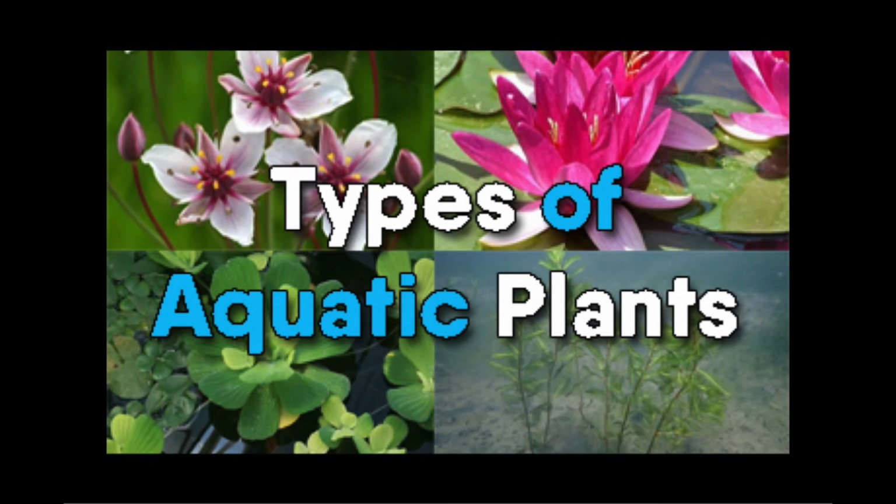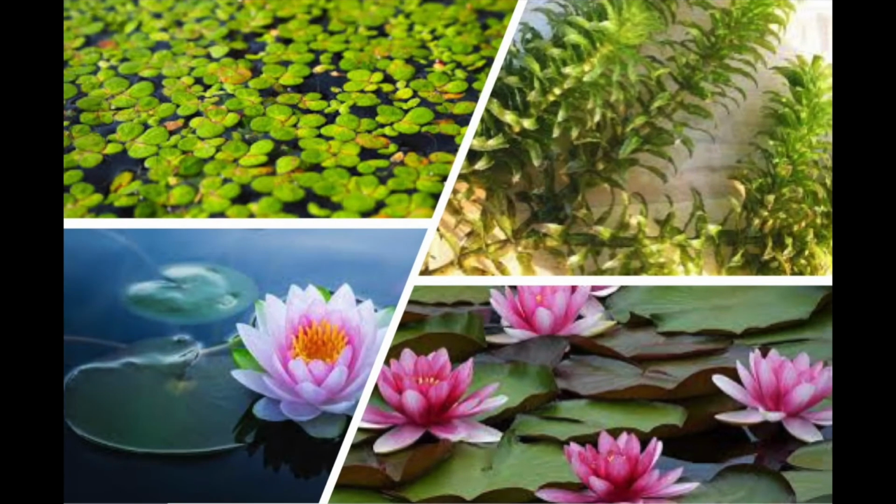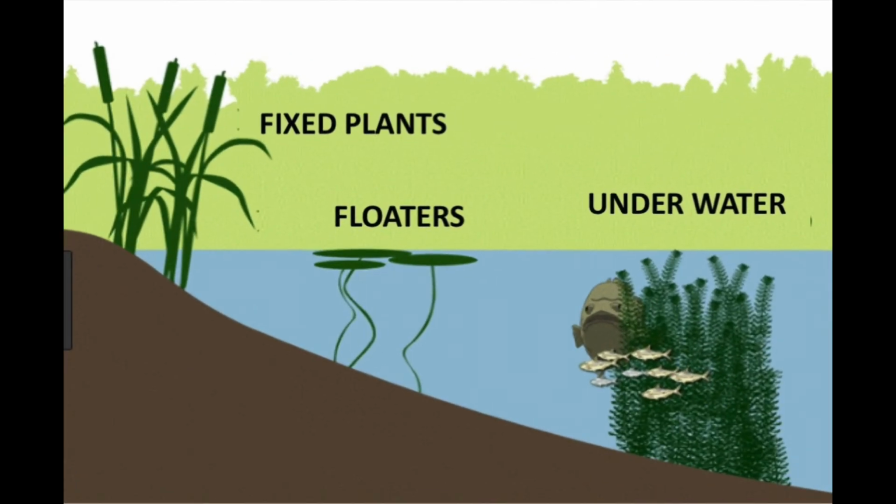Aquatic plants are plants that have adapted to living in aquatic environments. They are also referred to as hydrophytes. Aquatic plants require special adaptations for living submerged in water or at the water's surface. Let's take a look at some adaptations of aquatic plants.